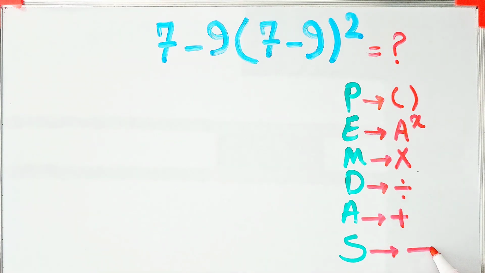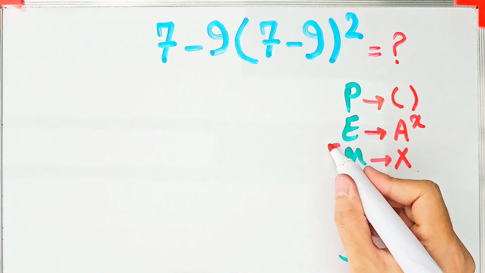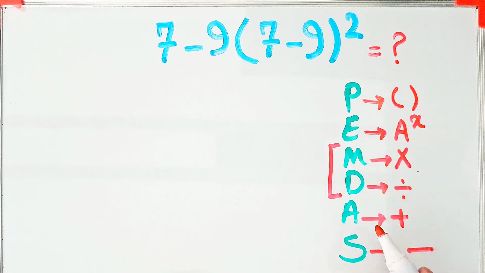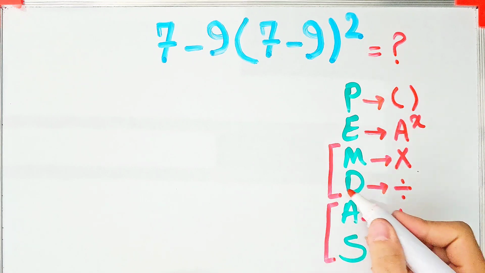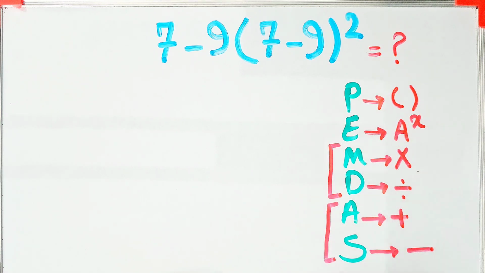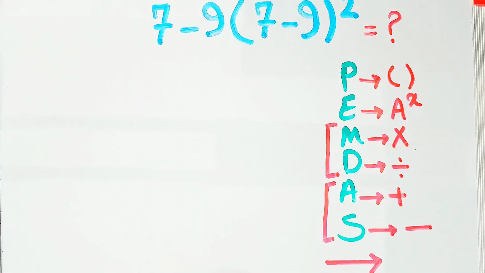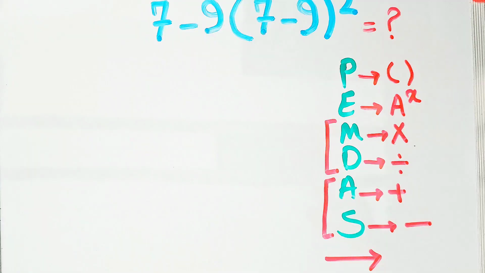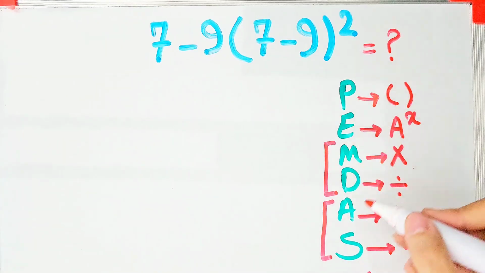Remember that multiplication and division have the same level of priority. Also, addition and subtraction have the same priority. When we have both in an expression, we start from the left and simplify the question. Okay guys, let's solve this question step by step together.